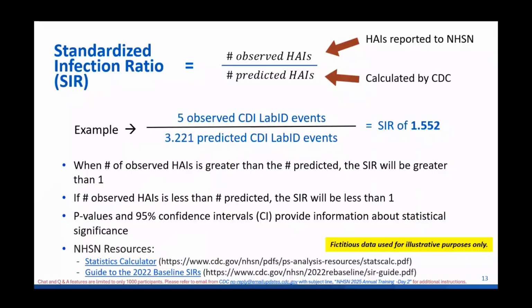So if your value of the SIR is above 1, that means your hospital has more observed events than predicted. If it's less than 1, it means you have fewer observed events than predicted. We also provide information on p-values and 95% confidence intervals that will inform statistical significance. And on this slide are great resources down below, the statistics calculator. And a very helpful one is the guide to the 2022 rebaseline SIR. We'll probably reference that one quite a bit as we go. Next slide.